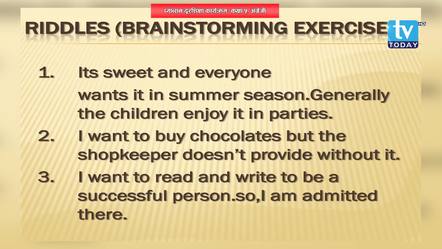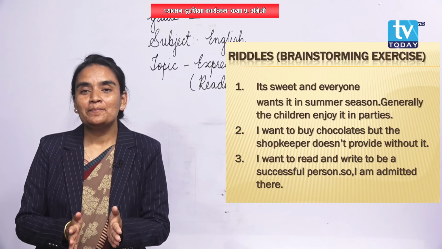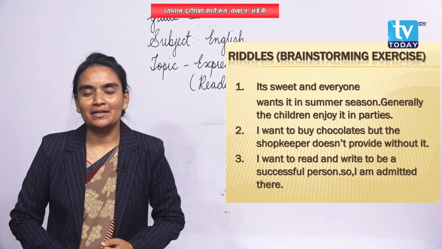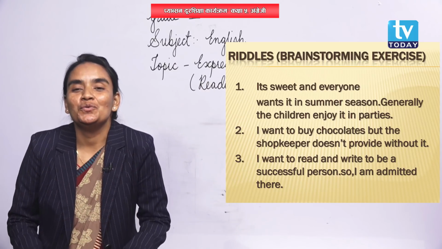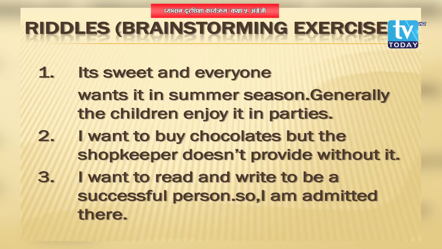All the children today who are staying in front of the television set to read in this class can obviously say they want to read and write to be a successful person so that they are admitted in the school. Some of the students who are in a higher level can easily say it's college or university. But school, college and universities are the places where we go to study.